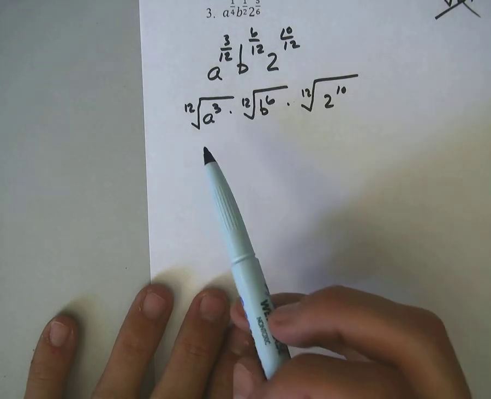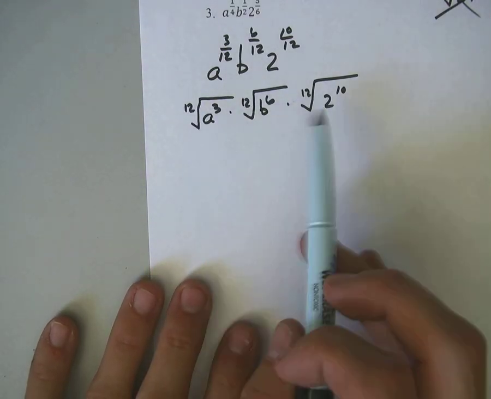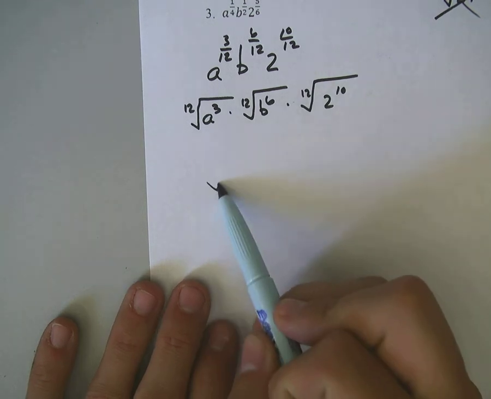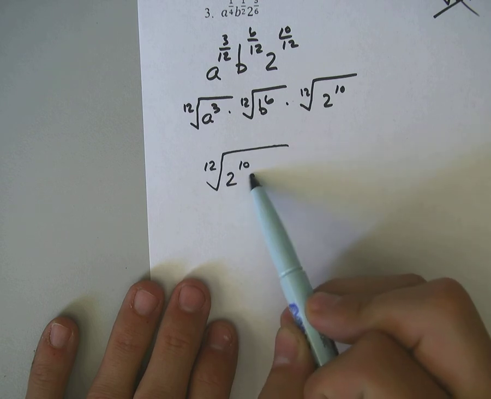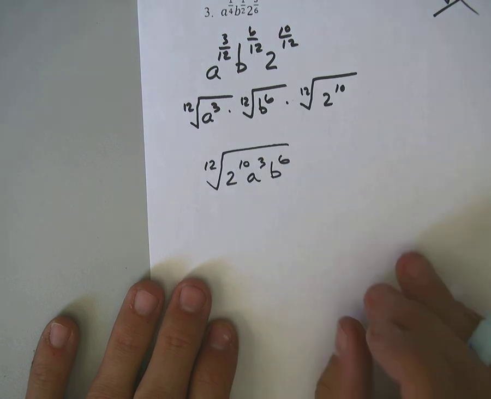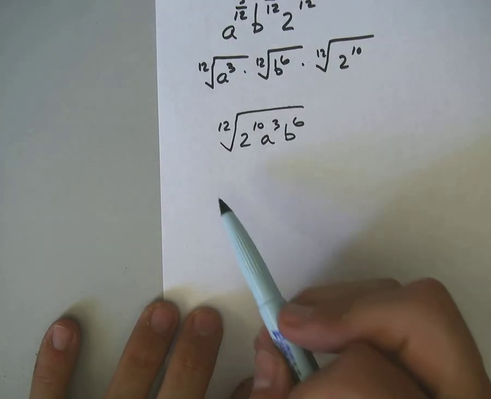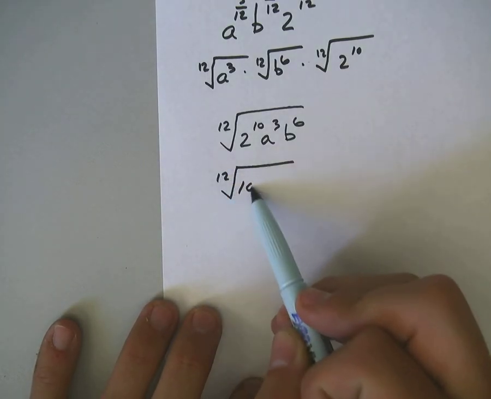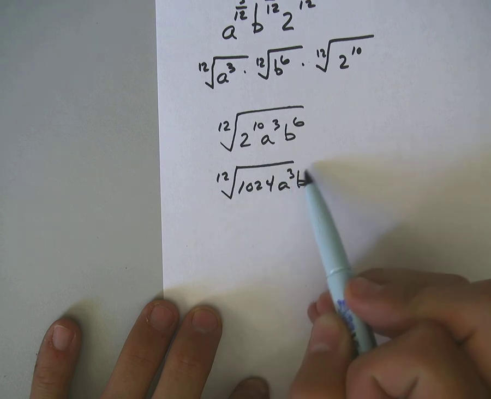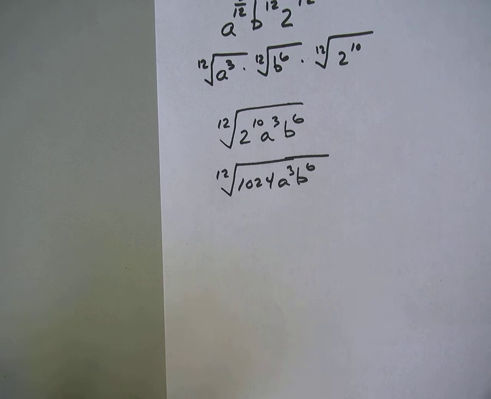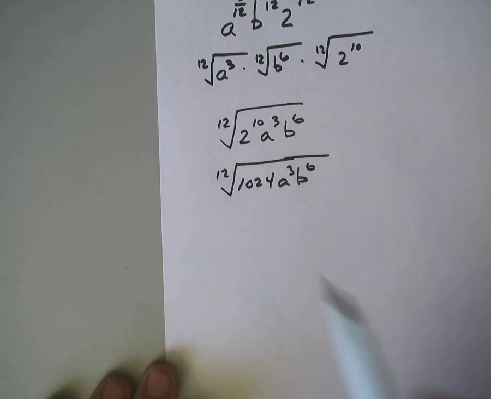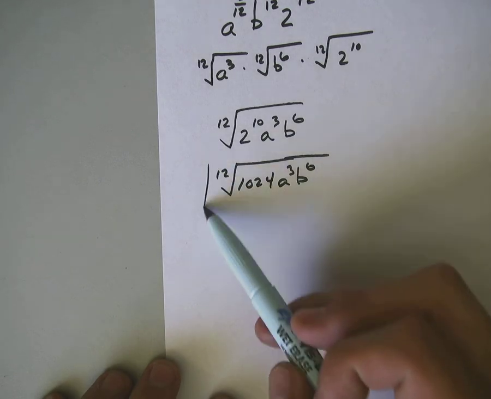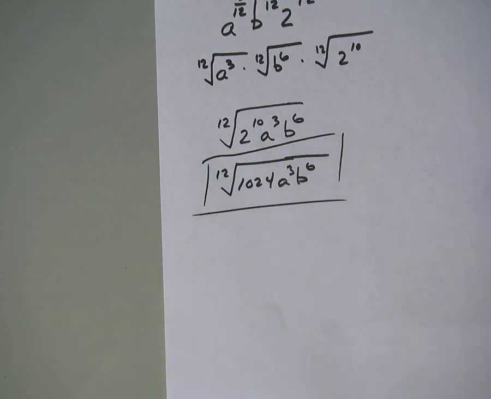And our rules of radicals say that as long as my indexes are the same, I can multiply these together. So it all becomes the 12th root. I'm going to put the number first, 2 to the 10th, a to the 3rd, b to the 6th. Which, if I really wanted to multiply out, 2 to the 10th is, I believe, 1,024. Okay. And there isn't anything more that I can do. I can't simplify this more. I can't lower my index anymore. There isn't a cube root of 1,024. There isn't a cube root of a to the 3rd or b to the 6th. So we're done, and we simplified it into simplest radical form.